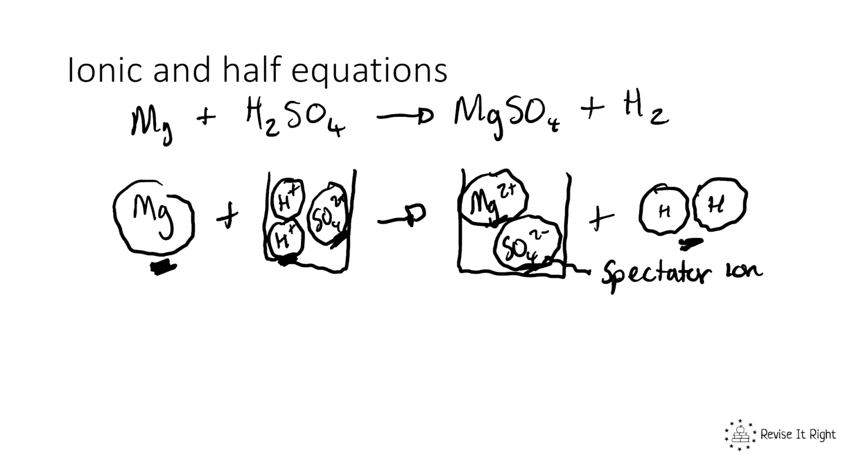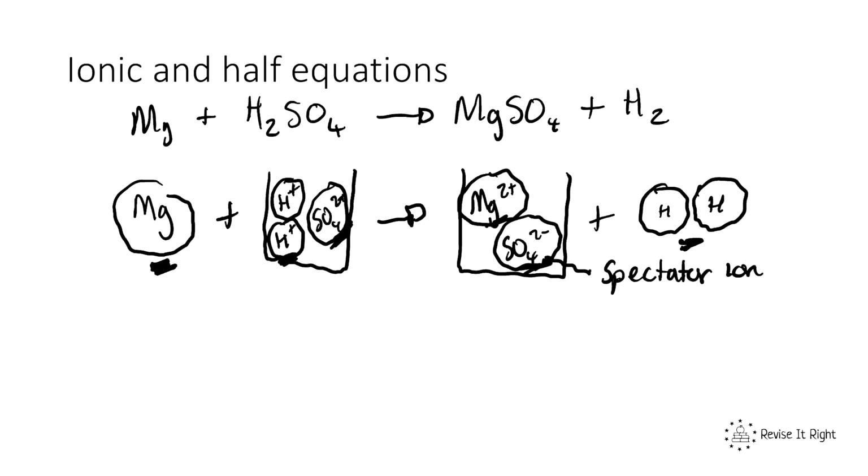Okay, because it spectates the reaction, it does not change. They're of no interest really. They've not changed. So they're here at the reactant side, they're a sulfate ion, and here at the product side, they're also a sulfate ion. Now from this we can write an ionic equation where we only write the ions that were involved.